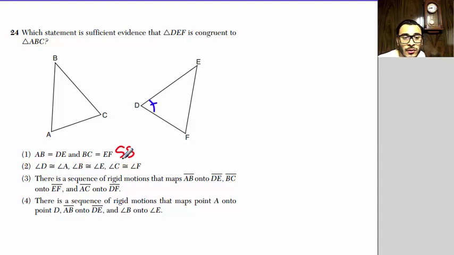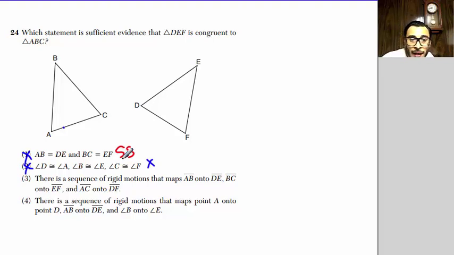Next one. Says angle D is congruent to angle A. Basically, it's just saying that the corresponding angles are congruent. Does that mean that the triangles are congruent if the corresponding angles are congruent? Absolutely not. That just proves that they're similar, but it doesn't prove that the triangles are congruent. So choice 1 is not the answer. Choice 2 is not the answer.